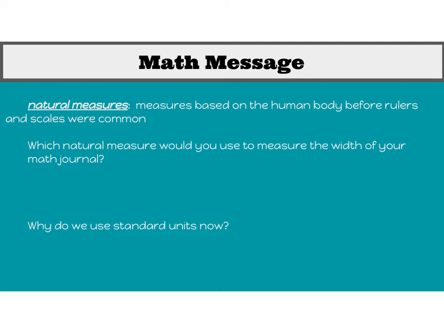Since most body sizes and shapes differ a great deal, natural measures were only general reference points that people used for lengths and widths. And the reason that we now use standard units is because it is something that is the same for everything. So such as inches or kilograms, it would be the same. It's not going to differ like the human body does when we try to measure something.